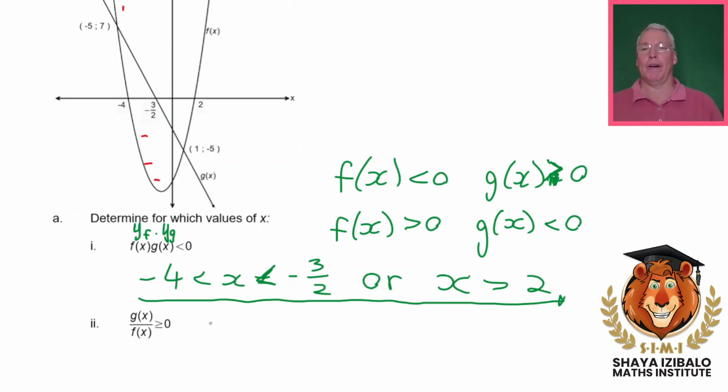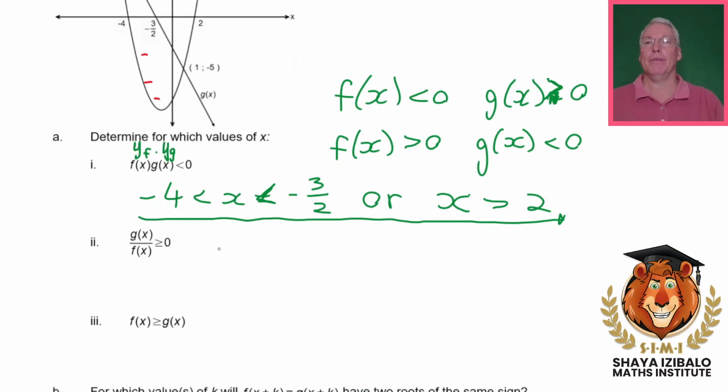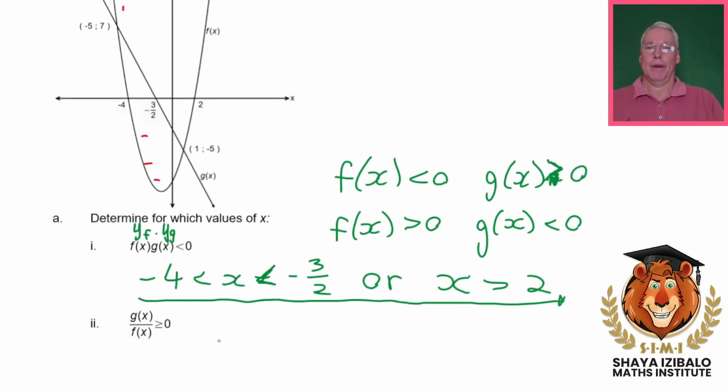Now we're going to get a positive answer if both are positive or both are negative. Right. Both positive or both negative. In other words, we need them to be on the same side of the axes. Now, they're on the same side of the axes up to -4. Right, up to -4. Now, careful, at -4, the parabola is actually 0. And so we can't include -4. So x is less than -4.